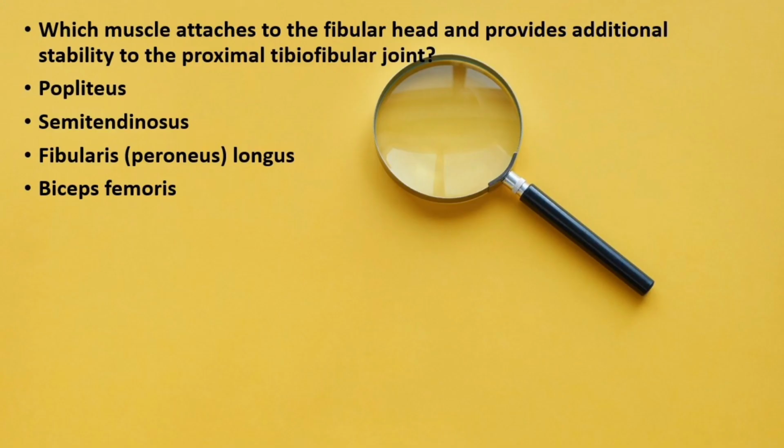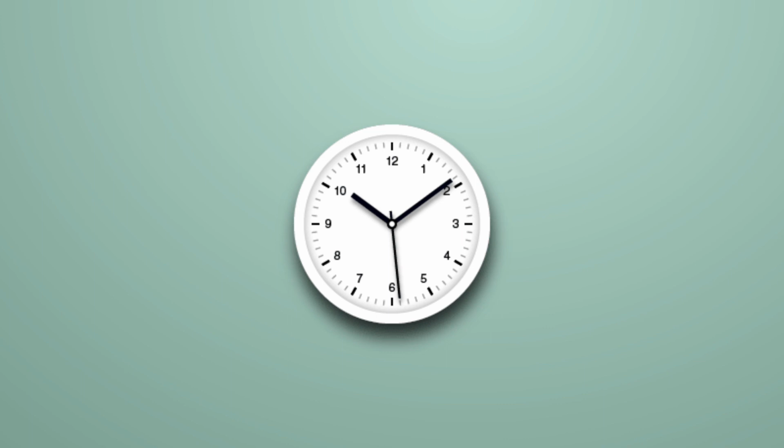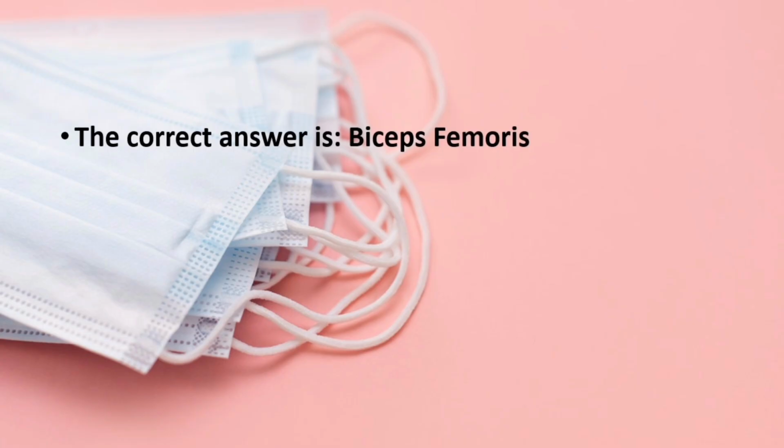2. Which muscle attaches to the fibular head and provides additional support to the proximal tibiofibular joint? Popliteus, semitendinosus, fibularis longus, biceps femoris. The correct answer is biceps femoris.